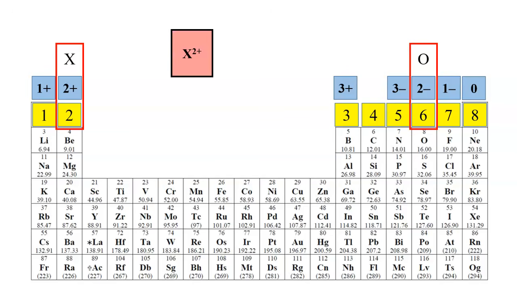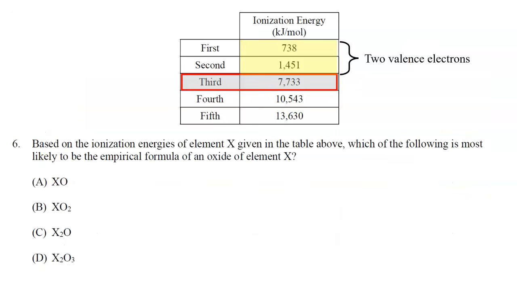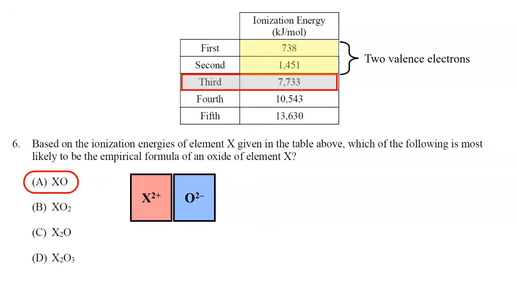So when element X and oxygen form an ionic compound, the +2 charge and the -2 charge exactly cancel each other out. They balance each other to form an overall charge of 0. So the empirical formula of an oxide of element X is likely to be XO. And that makes the correct answer to question 6, choice A.